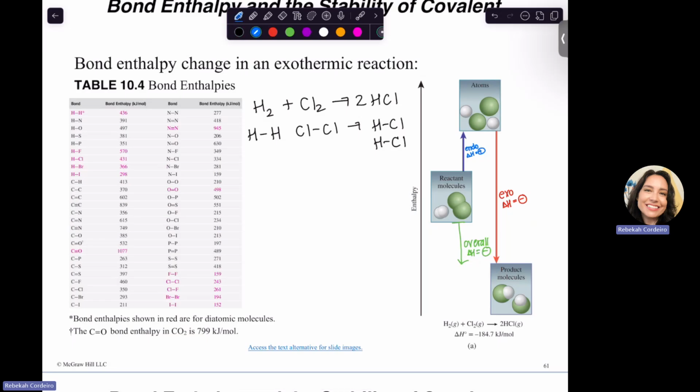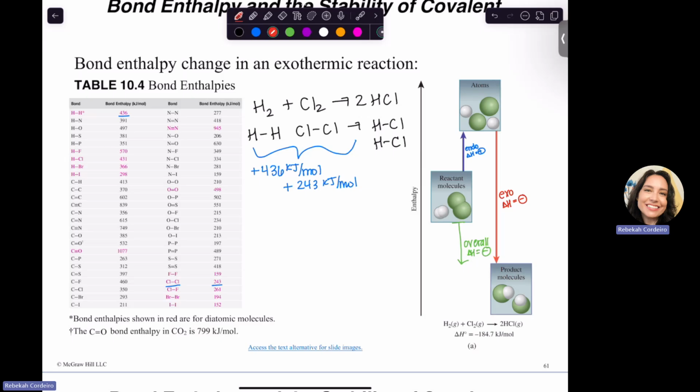So we have our reactants, we have to add these. So we're going to add up, and I'd actually put a positive in front of these to make sure I don't mess it up. H-H, if we look at the table, is 436 kilojoules per mole. And then we're going to add up Cl-Cl, which is down here, 243 kilojoules per mole.